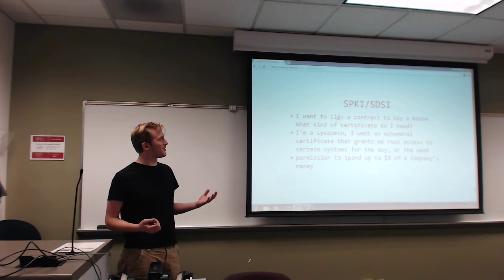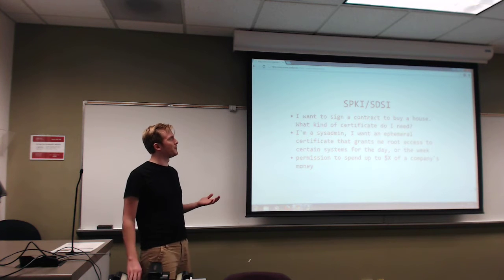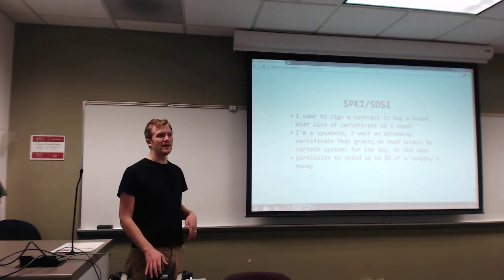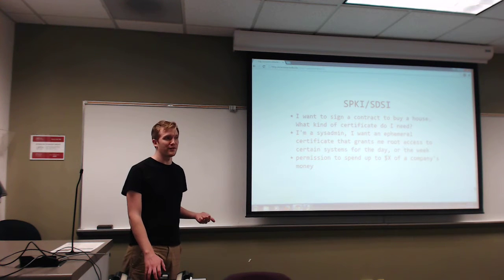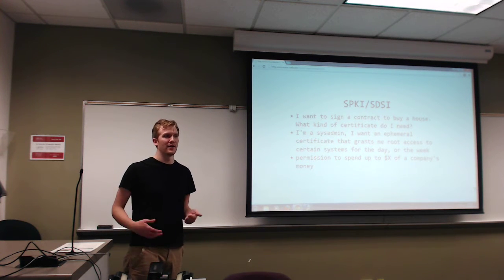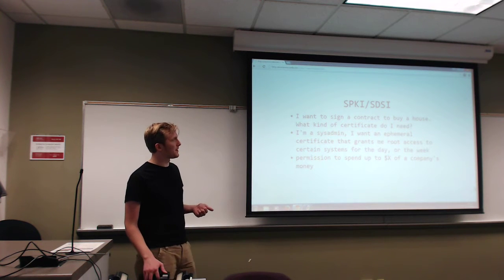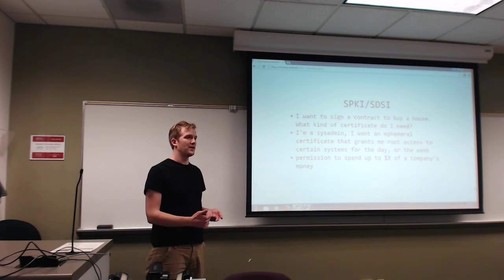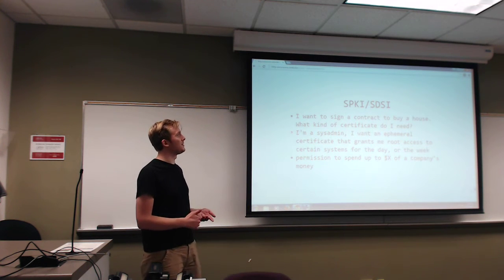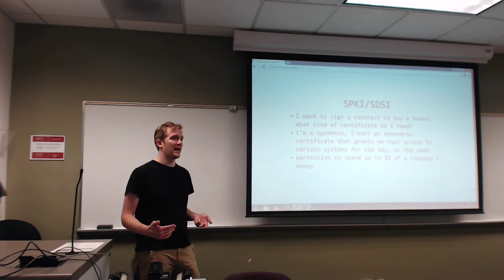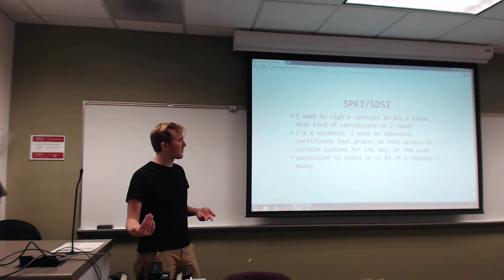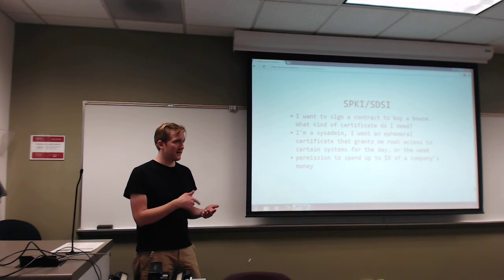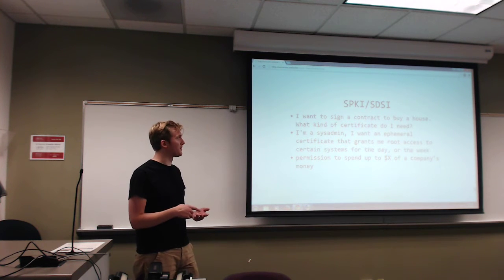And so some of the examples that they were trying to solve for are, I want to sign a contract to buy a house. What type of certificates do I need? Well, you're going to need an authentication certificate because you can't buy a house anonymously. You're probably going to need some way to demonstrate that the bank has authorized your mortgage. You'll need another certificate saying that the buyer or the seller has accepted your offer. And then you'll need to have something that ties all of those together.